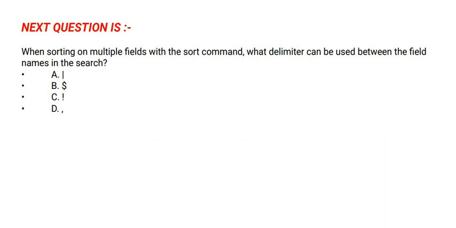Now, the question is, when sorting on multiple fields with the sort command, what delimiter can be used between the field names in the search? These are the options. Please go through. The correct option is option D.